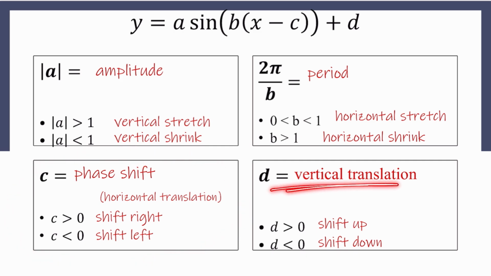Your d value is the easiest one because it's straight up. If it's positive, it goes up. If it's negative, it goes down. It's just going to be a vertical translation, either shifting up or shifting down.